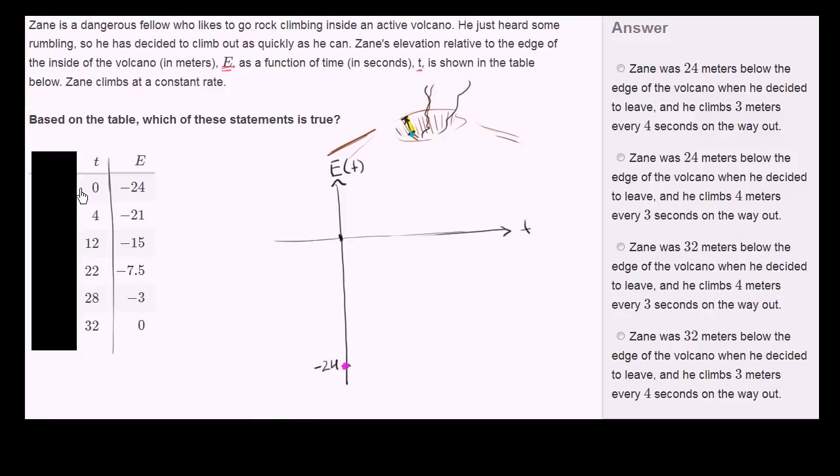And then when time increases by 4, so our change in time is equal to 4, what's his change in elevation? Well, he's going from negative 24 to negative 21. He increased by 3. So his change in elevation is equal to positive 3. He increased by 3. So at what rate is he increasing his elevation with respect to time? Well, change in elevation is equal to 3 when his change in time is 4.